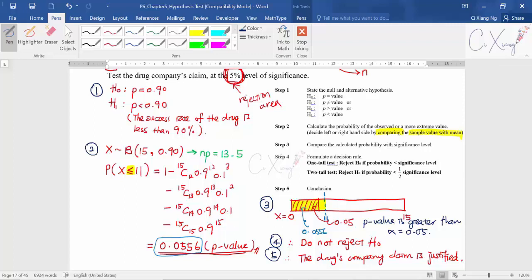So I will stop here for this video. In the next video we are going to discuss other examples on binomial, which is maybe the one-tail test on the right and also the two-tail test.